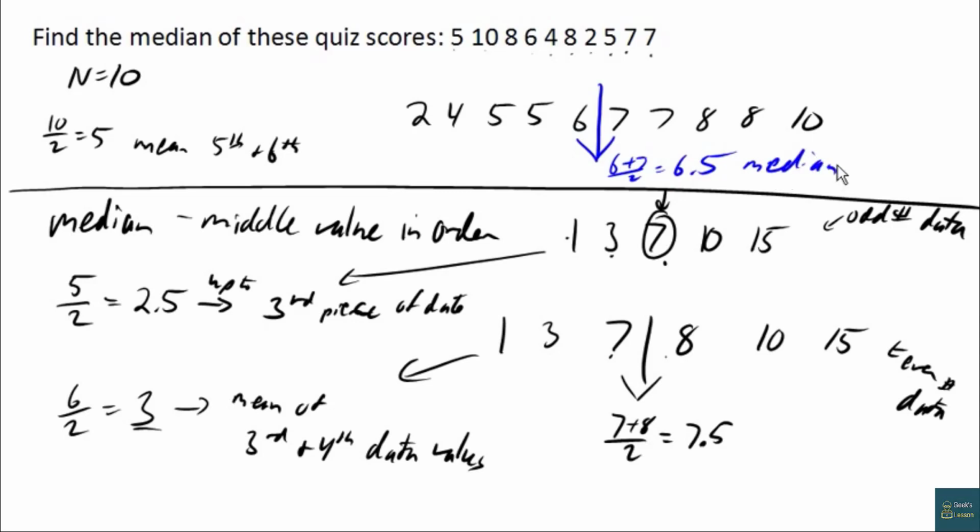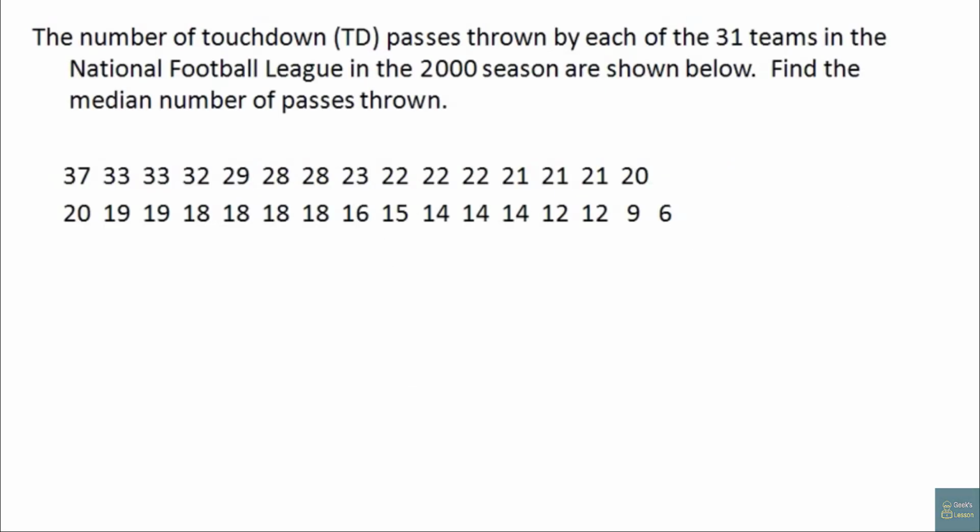So let's look at another example. So here is a set of touchdown passes, and this time they've been arranged in order for us, which is awfully nice. And so notice there are 31 pieces of data. If I divide 31 by 2, I get 15.5, which is a decimal value, and so I go up to the 16th data value.